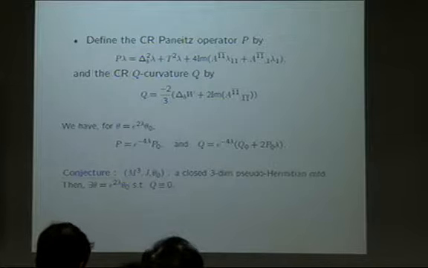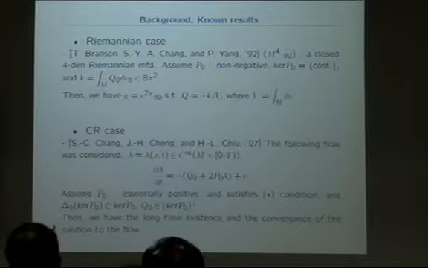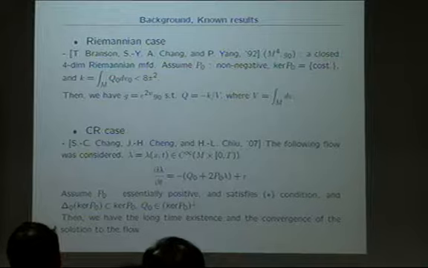We consider a three-dimensional closed pseudo-Hermitian manifold. Then can we find a contact form such that the Q-curvature vanishes? This is the constant Q-curvature problem, and I want to consider it in this talk. Here, I want to introduce some known results about the Paneitz operator and Q-curvature.